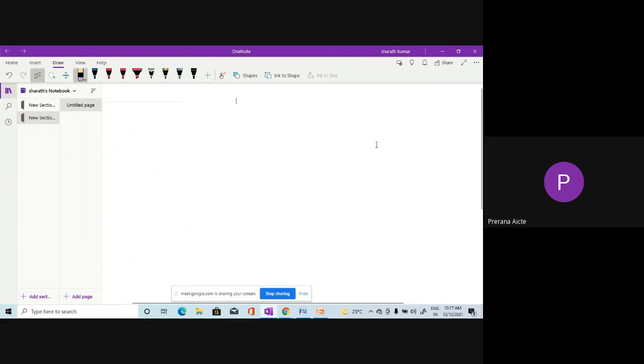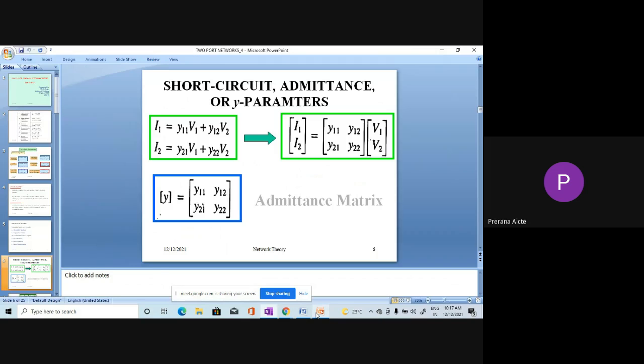So in this way, we can calculate the parameters for a given network in a simple manner. So just go for your H parameters. So let's recall the information.